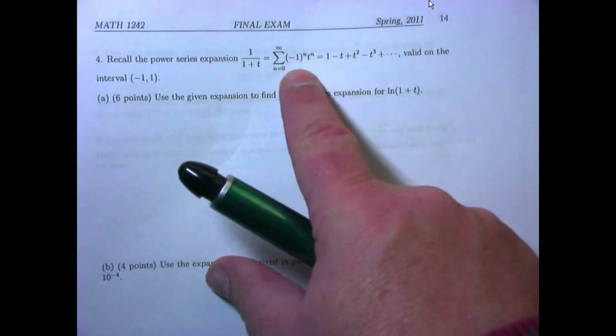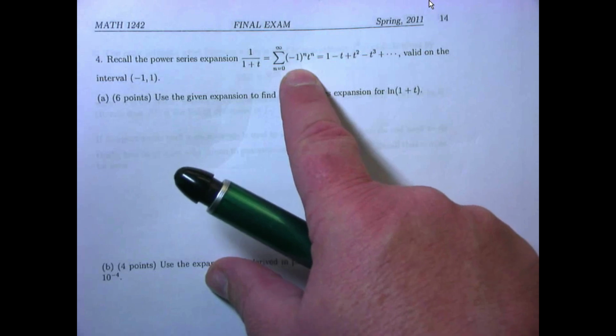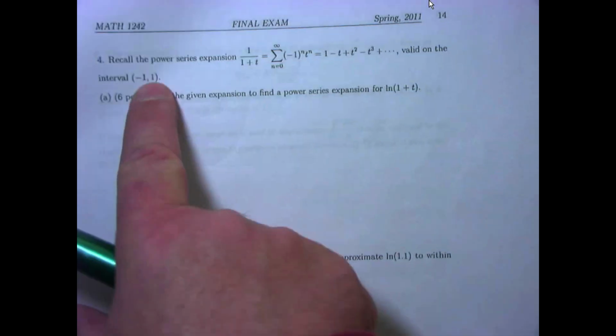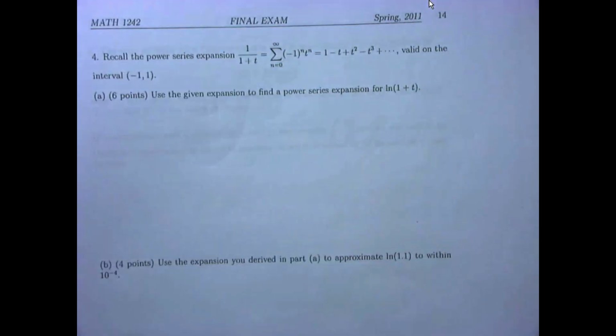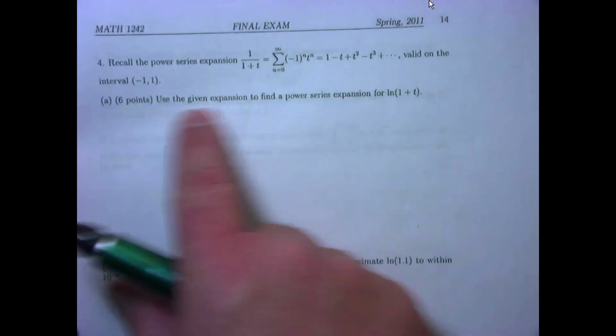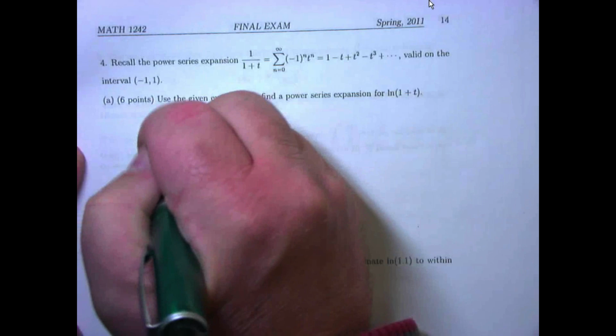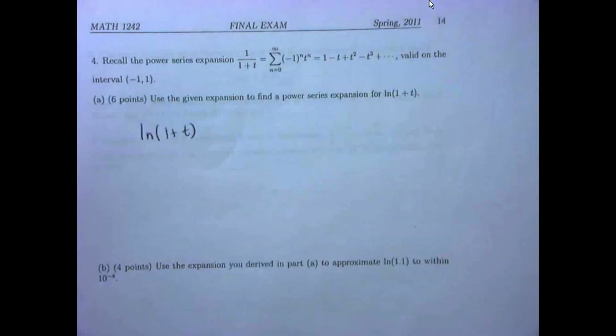Man, that was awfully nice. They gave you the power series. Usually they make you derive it or have it memorized. This is one that you're supposed to have memorized. It's also the power series representation for this guy. And they tell you the interval of convergence is negative 1 to 1. They want you to figure out a power series expansion for the natural log of 1 plus t.